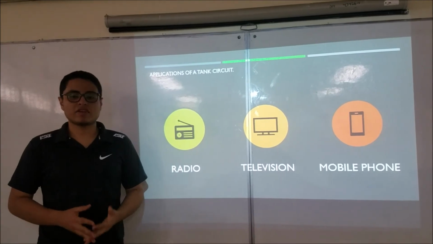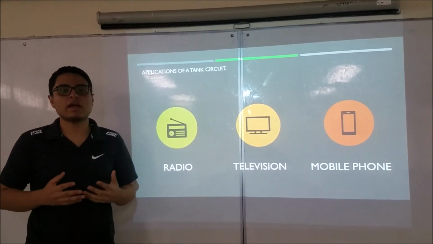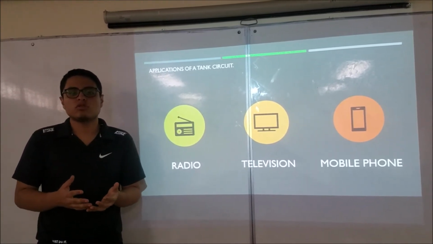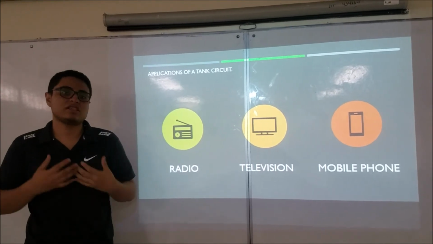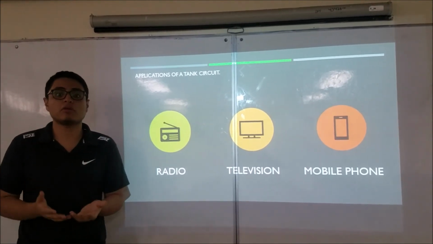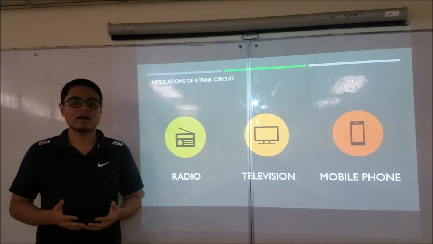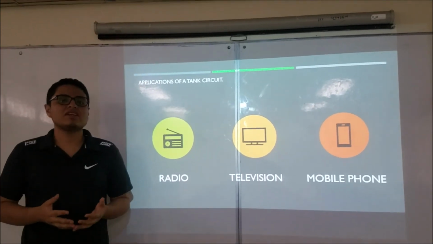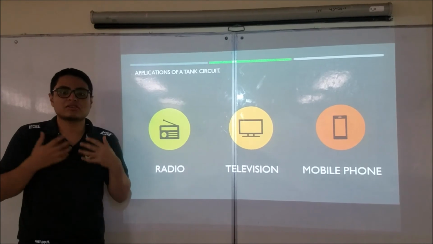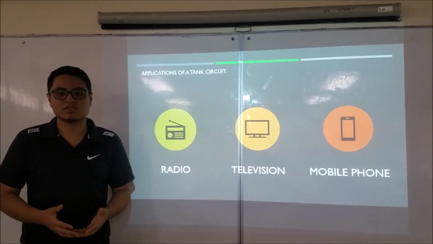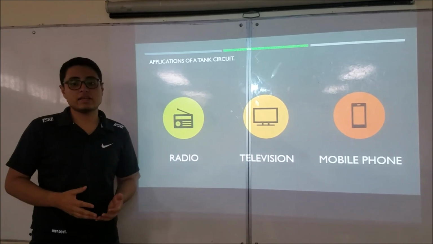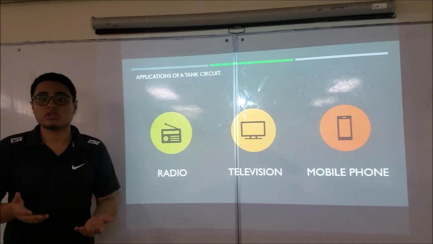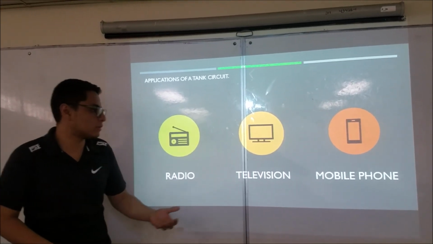Applications of a tank circuit. The circuit has multiple applications. One is the radio. When you tune your radio to your favorite stations, the tank circuit inside the radio is able to tune a frequency band, and the audio signal is extracted from it. So the only thing you hear is the music that comes out of that station. The same applies to tuning in different channels on television. In addition to the communications industry, it is also used in mobile phones.